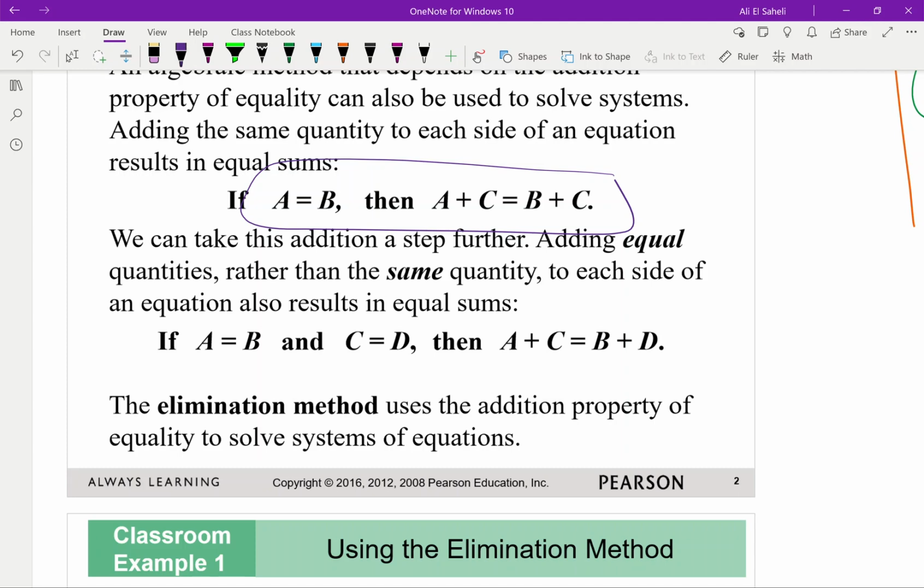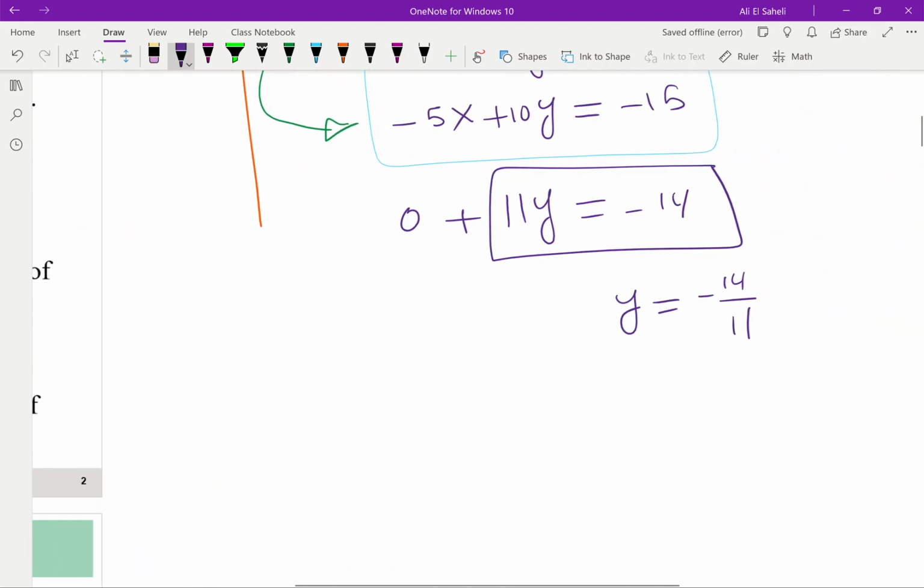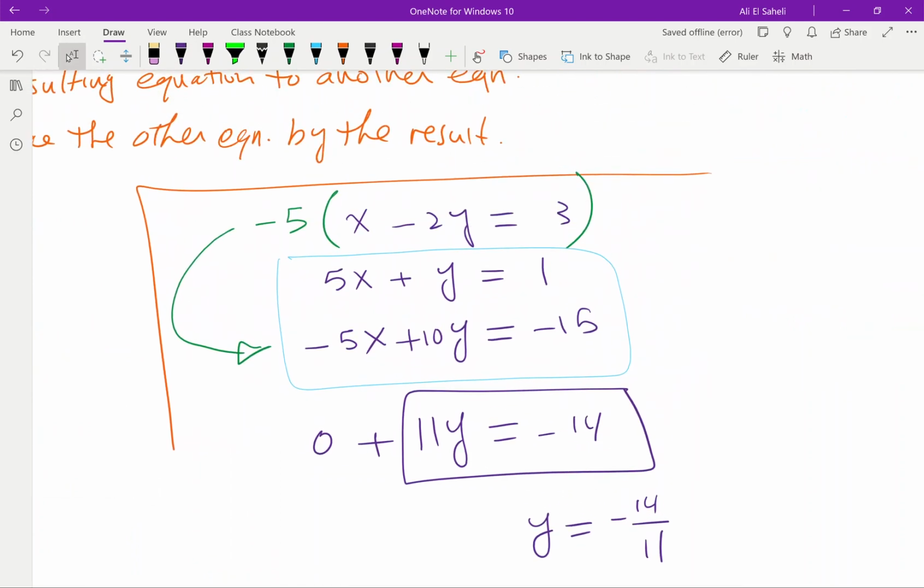Okay, so here they're saying instead of adding the same quantity C, we add two different quantities, but they are equal. Right? If we know that C equals D, I have A equals B and C equals D. I can add C to the left side and I can add D to the right side. So this is what I did over here. I added this to this side, and I added this to this side.